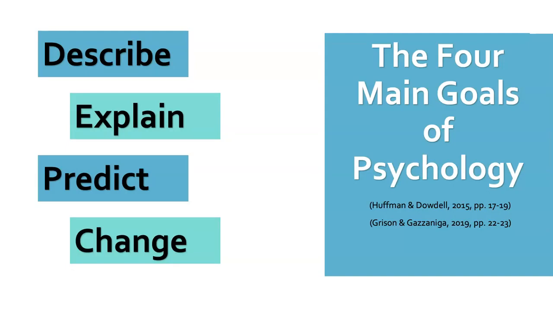So moving on from the definition of psychology, we will next discuss the four main goals, which are to describe, explain, predict, and change. So the goals of psychological science are to describe what a particular phenomenon is, explain why it occurs, predict when it will occur, and change or control what causes it to occur.